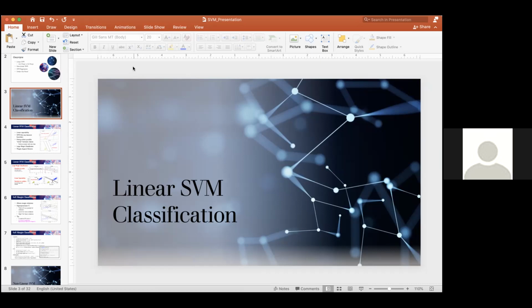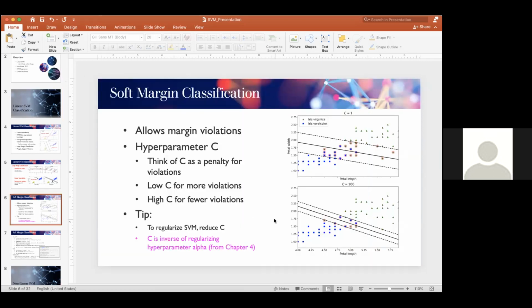I did have a question on using a low or high C for a large margin versus fewer margin violations. In figure 5-4 in the book, the author makes the point that there are more violations when you use C equals 1. But then he goes on to say that the model on the left is going to generalize better than having a high C. Could you explain that, please?